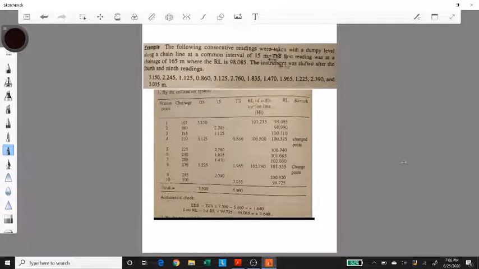Let's start with the first numerical on leveling using the height of instrument method. The question is that the following readings were taken with a dumpy level along a chain line at a common interval of 15 meters. So every reading is taken along a straight line at an interval of 15 meters. The first reading was taken at a chainage of 165 meters, where the reduced level is 98.085.